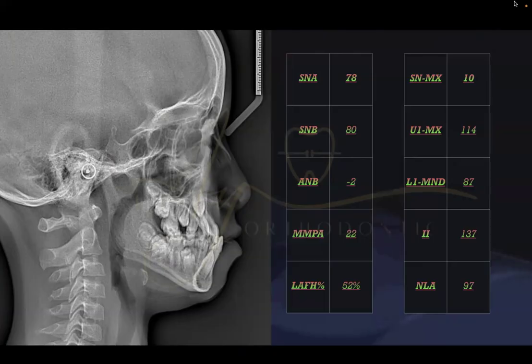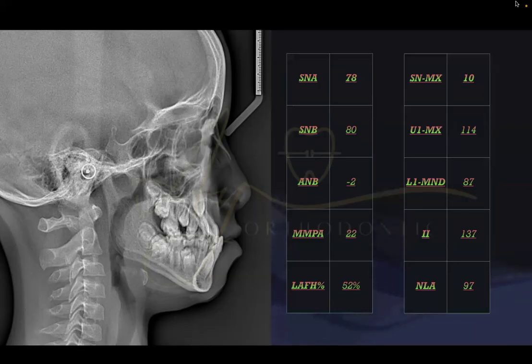Interpret this radiograph for me. This is a lateral cephalogram, and the skeletal parameters show that the maxilla is backwardly placed, with a value of 78 degrees, with a normal mandibular position.